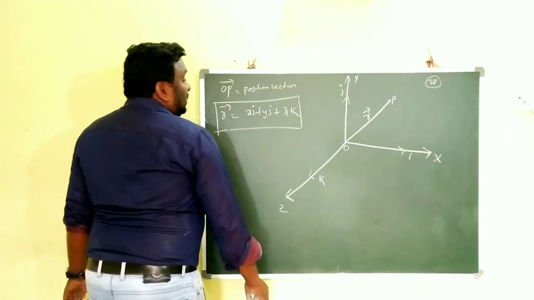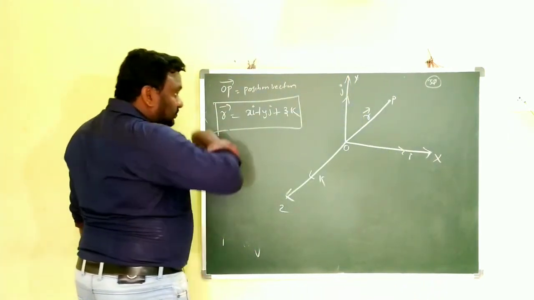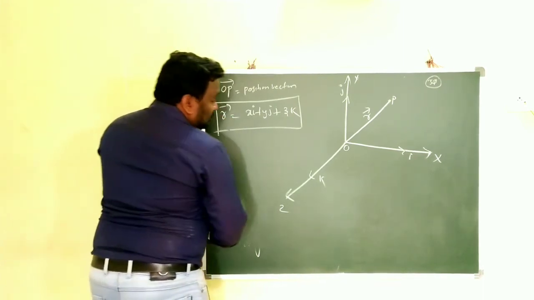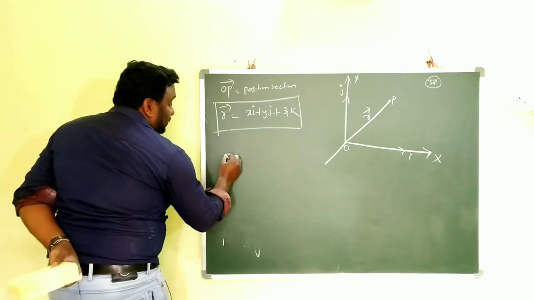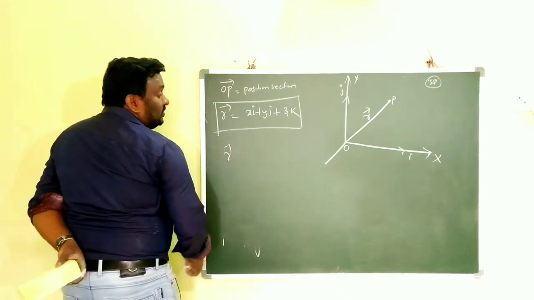And children, now in this case, based on that we have to define the unit vector of the position vector.